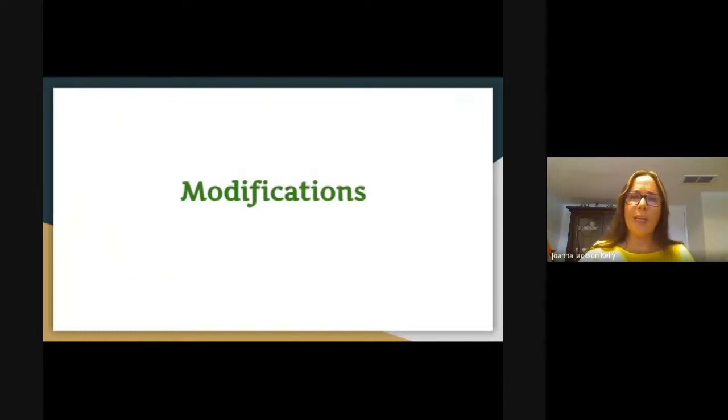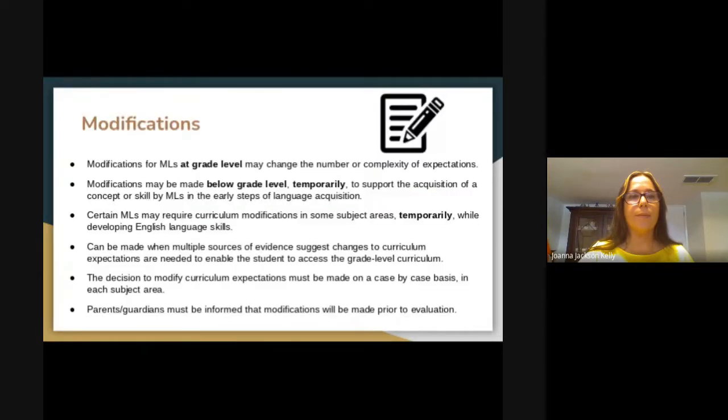Now, what are modifications? How are they different from accommodations? If UDL, differentiation, CRRP, and accommodations are not moving the student up the French continuum, you may provide modifications for newcomers and Canadian-born multilingual learners. Certain MLs may require curriculum modifications in some subject areas temporarily while developing French language skills. The decision to modify curriculum expectations must be made on a case-by-case basis in each subject area.